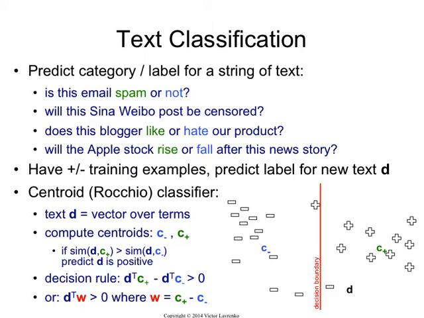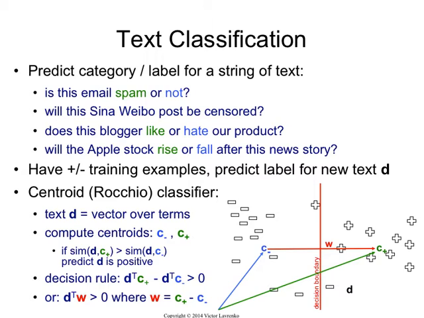Now, what does this vector W look like? You should already know, but if you don't, the analogy is very simple. Everything is a vector in this space. C minus is a vector, C plus is a vector, and W is just the difference between C plus and C minus. So it's a vector that points from C minus to C plus. It's a vector that's perpendicular to the decision boundary. It's a normal vector. For every decision boundary, there's a normal vector W.